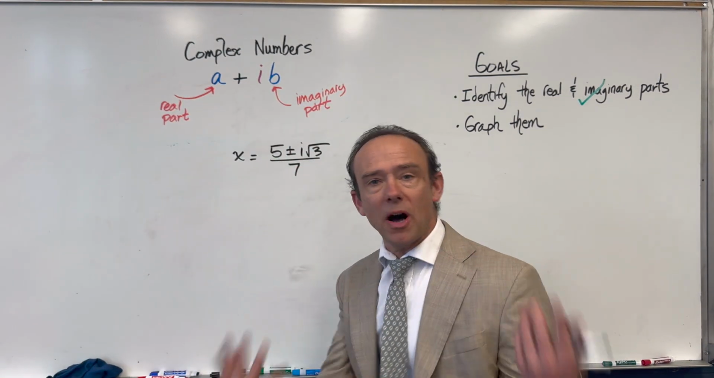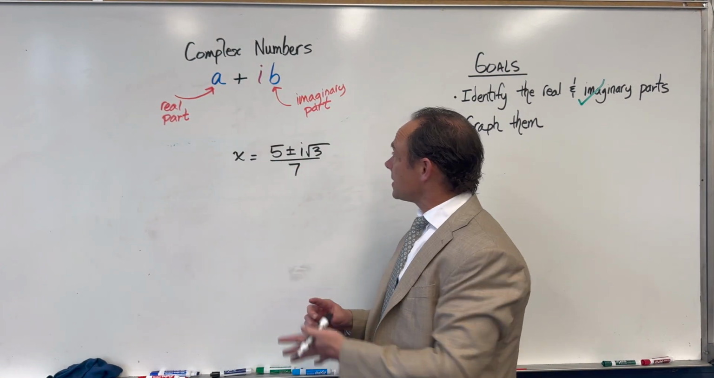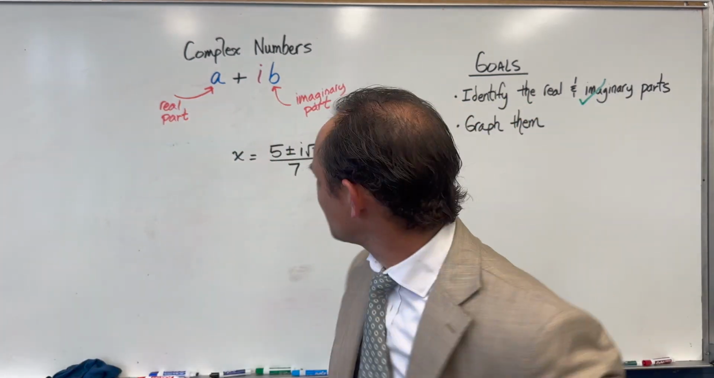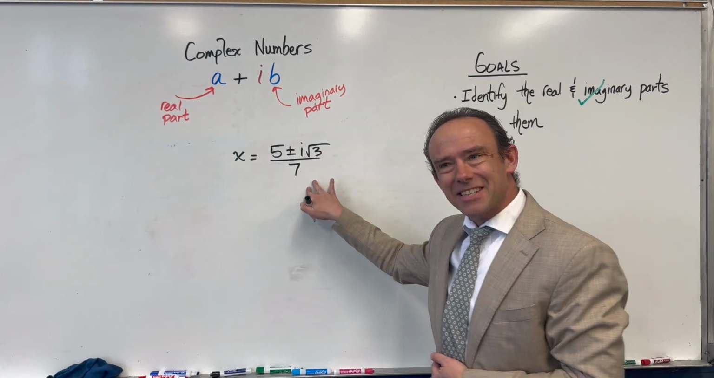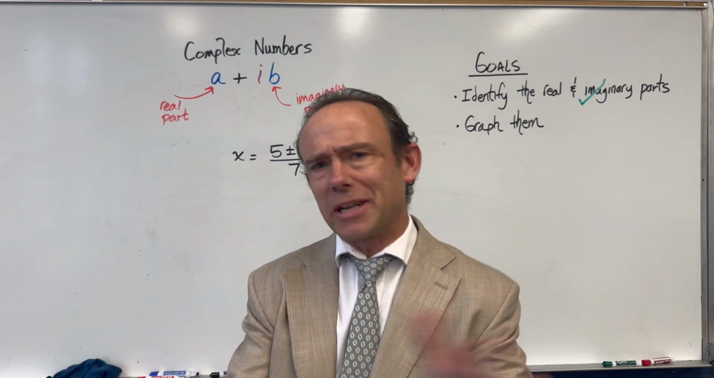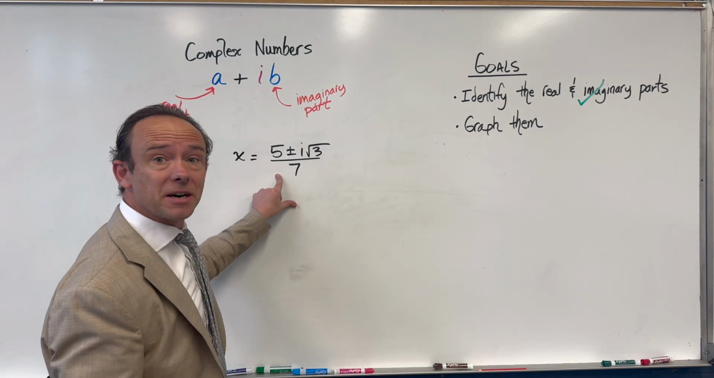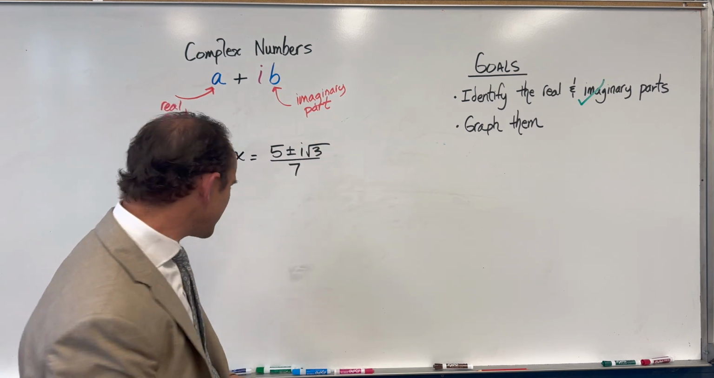Okay, so it's possible how this comes up is you're using the quadratic formula or you're completing the square and you get an answer that looks like this, and you're asked to identify the real and imaginary component. Because this is a complex number, right? Because it has the imaginary unit in it.